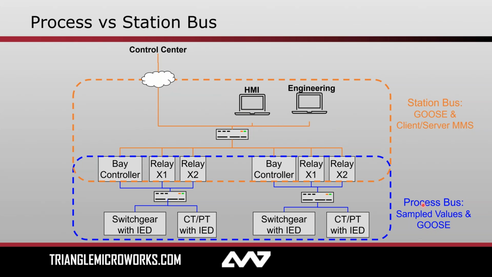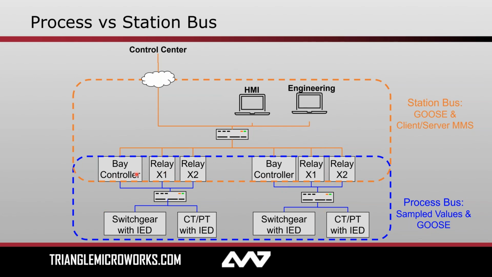So when you hear process bus, the easiest way to describe it is think sample values, or more specifically, the network where the sample values will flow. GOOSE commonly will also be on this as well, although it can also be on my station bus. So my different IEDs that are interfacing directly with the switchgear, or the IEDs that are interfacing directly with the CTs or PTs, will transmit GOOSE and sample values over a dedicated network up to the IEDs that need to consume that information. These are all just different IEDs that are different pieces of secondary equipment.